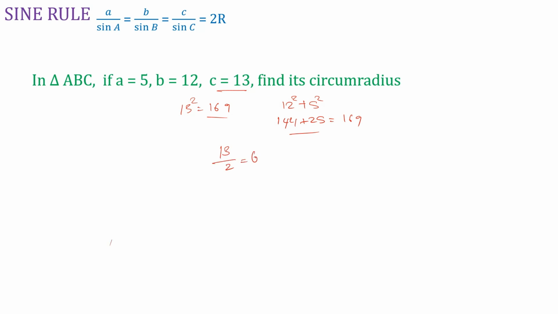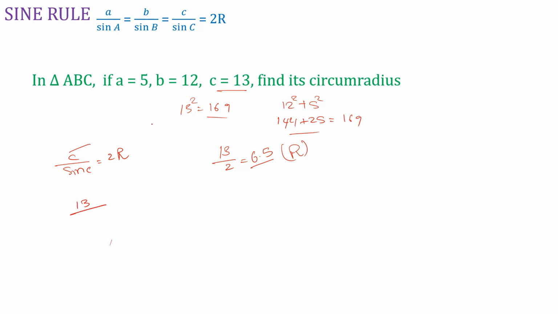Now we have 6.5 to be the circumradius, that is the capital R. Or simply we can take this c upon sine C is equal to 2R. As per the sine rule, we know that c is 13.